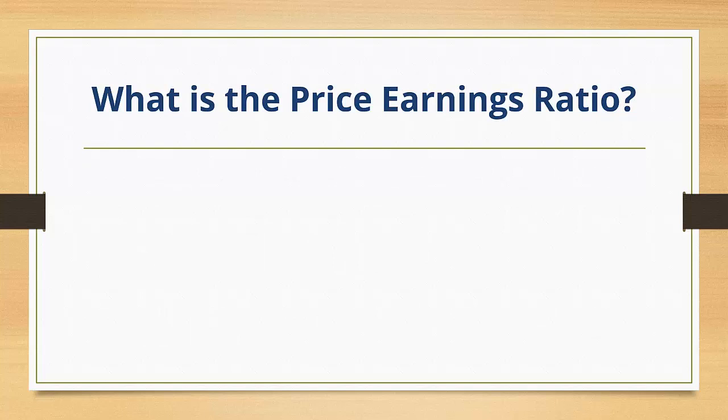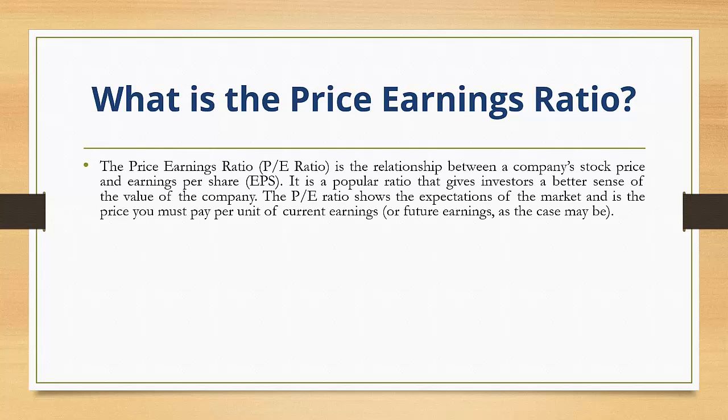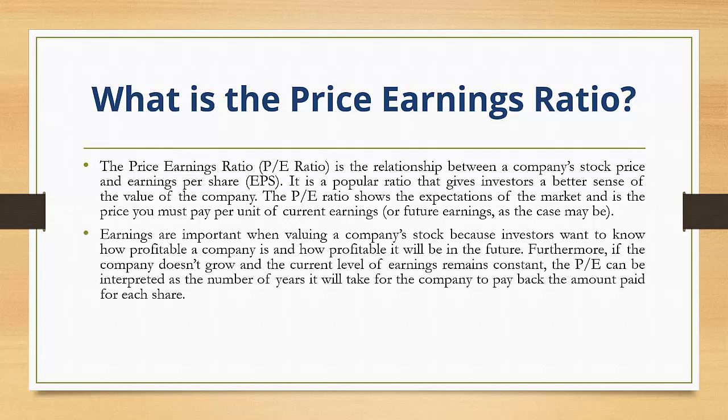The next ratio is price earning ratio. The price earning ratio, or in short PE ratio, is the relationship between the company's stock price and earnings per share. It is a popular ratio that gives investors a better sense of the value of the company. The PE ratio shows the expectations of the market and is the price you must pay per unit of current earnings or future earnings, as the case may be.